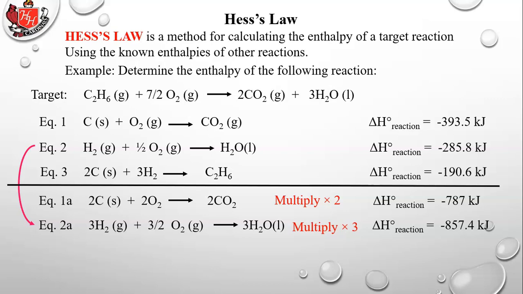What we see about equation 3 is it has C2H6, which is in our target. But in our target, it's on the left side of the arrow, and in equation 3, it's on the right side of the arrow.